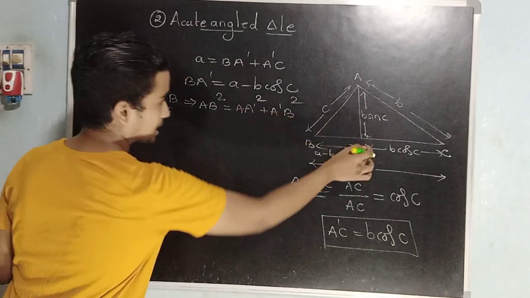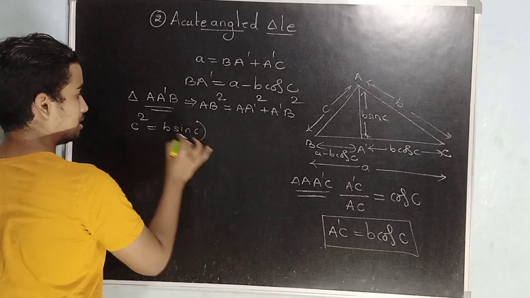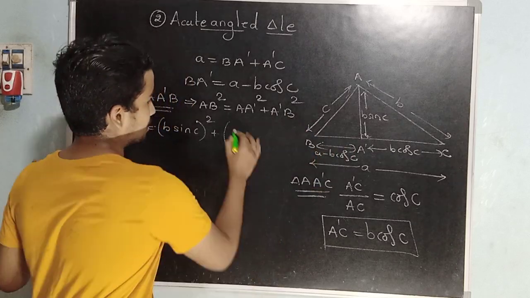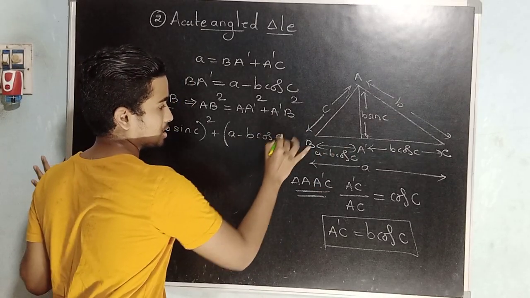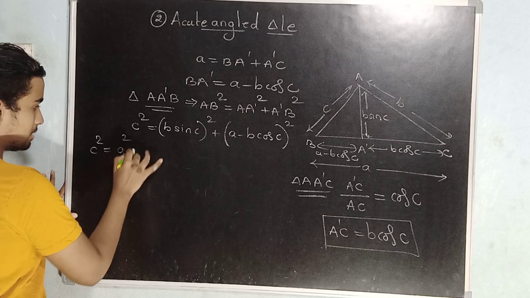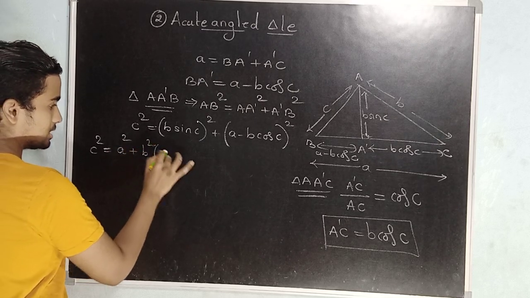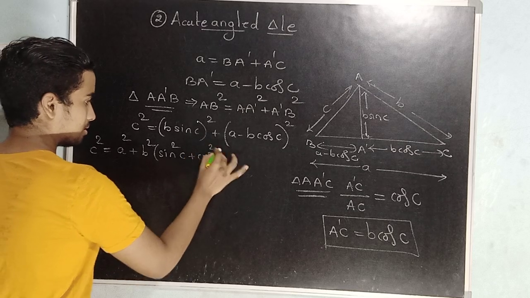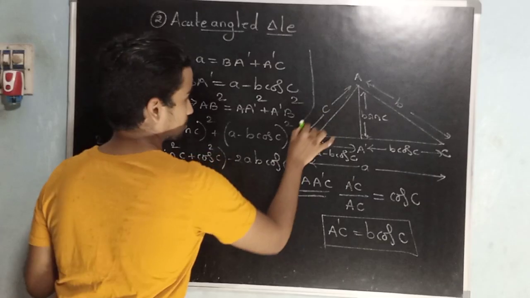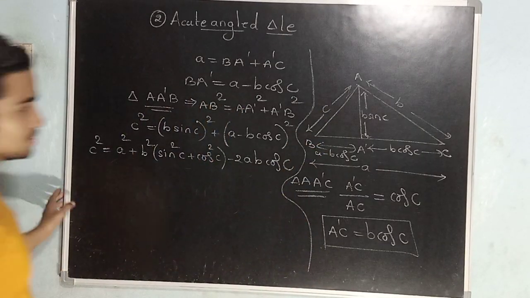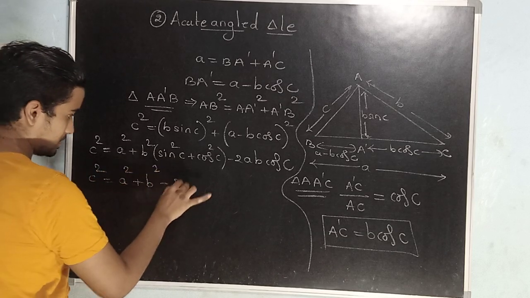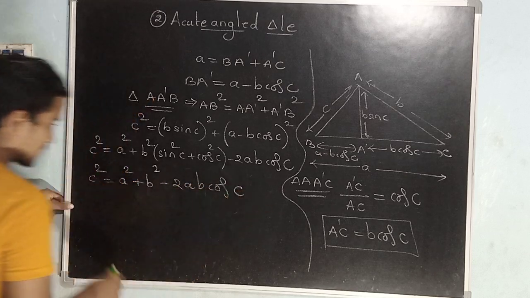So c square is equal to AA' square, b sin C whole square, plus A'B square, a minus b cos C whole square. So on simplifying, c square is equal to a square plus b square into sin square C plus cos square C, minus 2ab cos C. Now c square is equal to a square plus b square minus 2ab cos C.